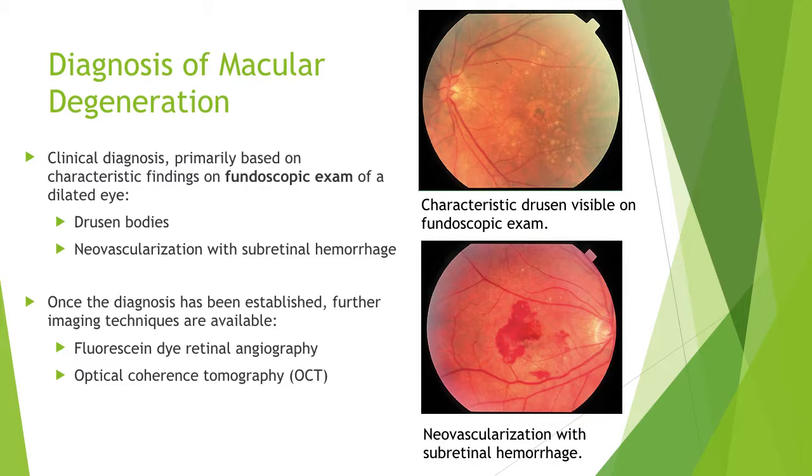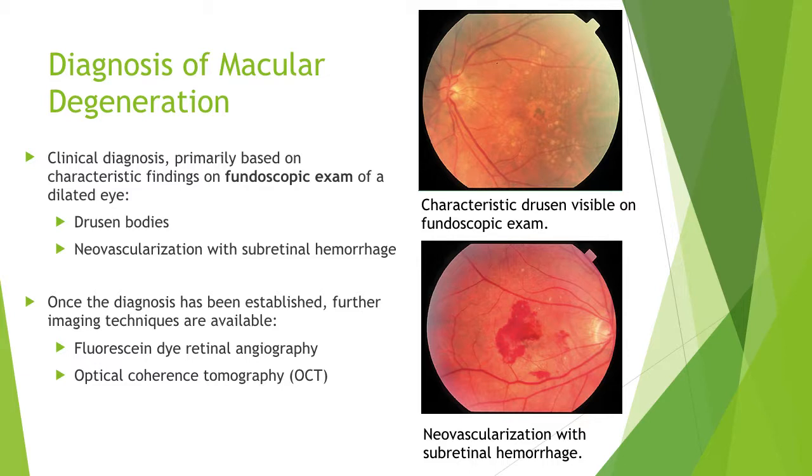On this slide, I have included two images which demonstrate the most common findings in patients with macular degeneration. The top picture shows drusen bodies, which are characteristic of dry macular degeneration. They are those yellow spots seen on the image. The second picture shows the neovascularization that's characteristic of wet macular degeneration, and there's a subretinal hemorrhage also on the image.